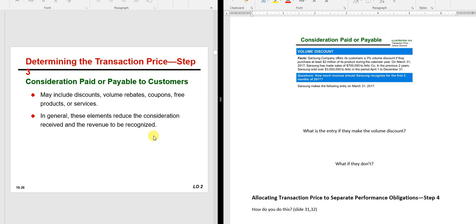But I want to flip and talk about the car dealership's journal entry. The car dealership's journal entry mirrors yours. They're going to credit sales revenue for $25,000, not the sticker price, and debit cash. So these elements reduce the consideration received, debit cash for $25,000, and the revenue recognized, credit sales revenue for $25,000. So all discounts do that.